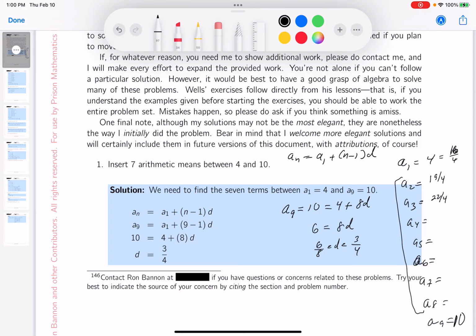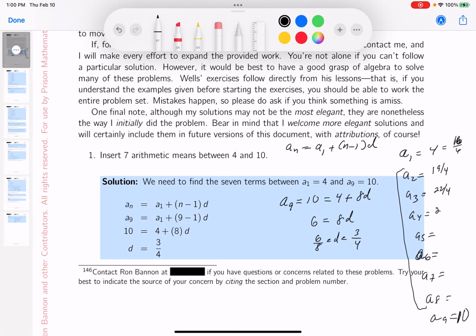22/4, I'm not going to reduce. 25/4. 28/4. 31/4, I'm just adding 3. 34/4. 37/4. If you were to add another 3/4 on, you get 40/4, which is 10. All right? So to insert them means to list these guys over here.